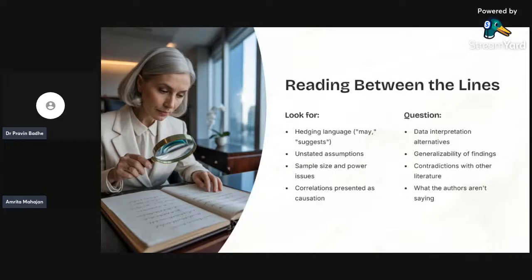And then a question to ask yourself as you go through the data interpretation: what might be the alternatives? Are there any other ways to explain the data besides the one that has already been provided by the author? So you have to go through that.